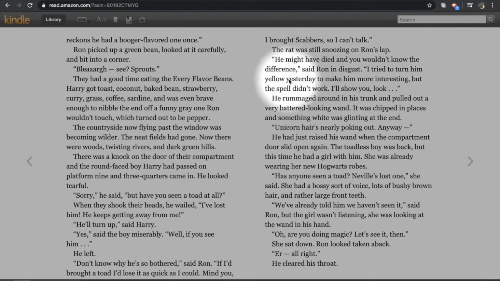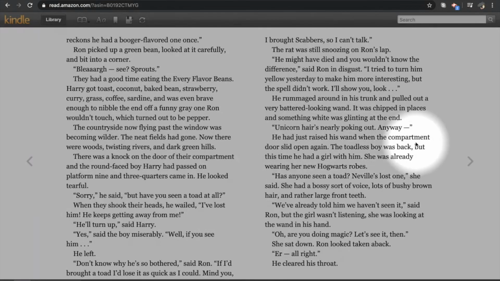"I tried to turn him yellow yesterday to make him more interesting, but the spell didn't work. I'll show you. Look." He rummaged around in his trunk and pulled out a very battered-looking wand. It was chipped in places, and something white was glinting at the end. Unicorn hair nearly poking out. Anyway, he had just raised his wand when the compartment door slid open again.